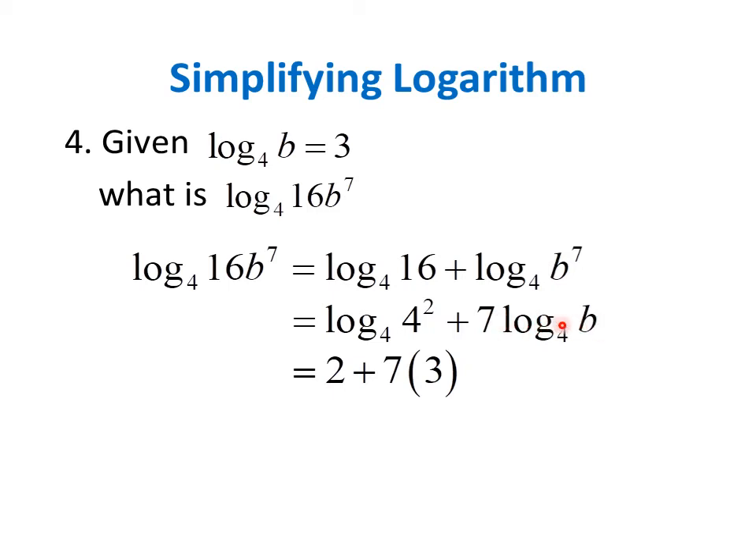Now remember that we are given the value of log to the base 4 of b, and that is equal to 3. So let's substitute 3 into log to the base 4 of b. So we have 7 times 3. To simplify, let's multiply 7 and 3. That's 21, plus 2. We get 23.